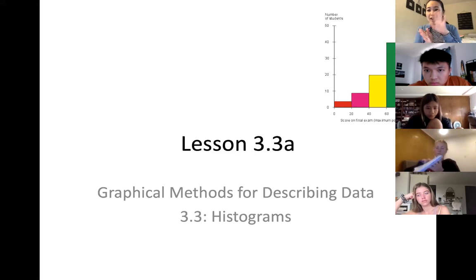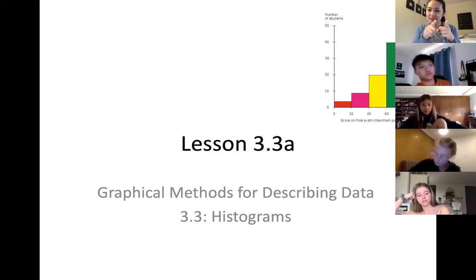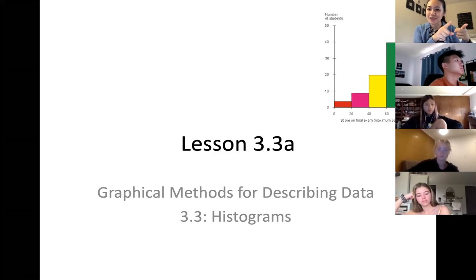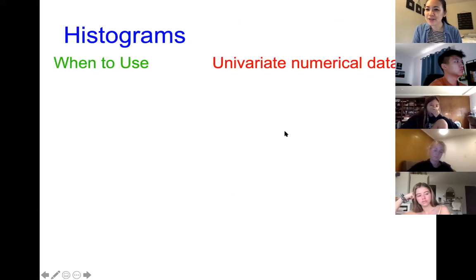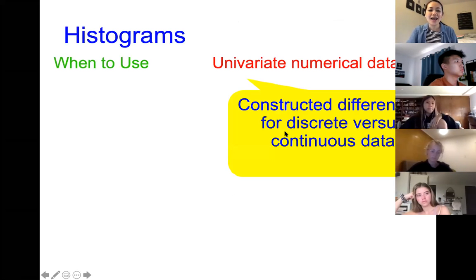The difference between a bar graph and a histogram visually is that bar graphs will have gaps between each bar. In a histogram, like this example up here, you notice that there are no gaps between the bars. All right, so let's talk about the first type, okay?